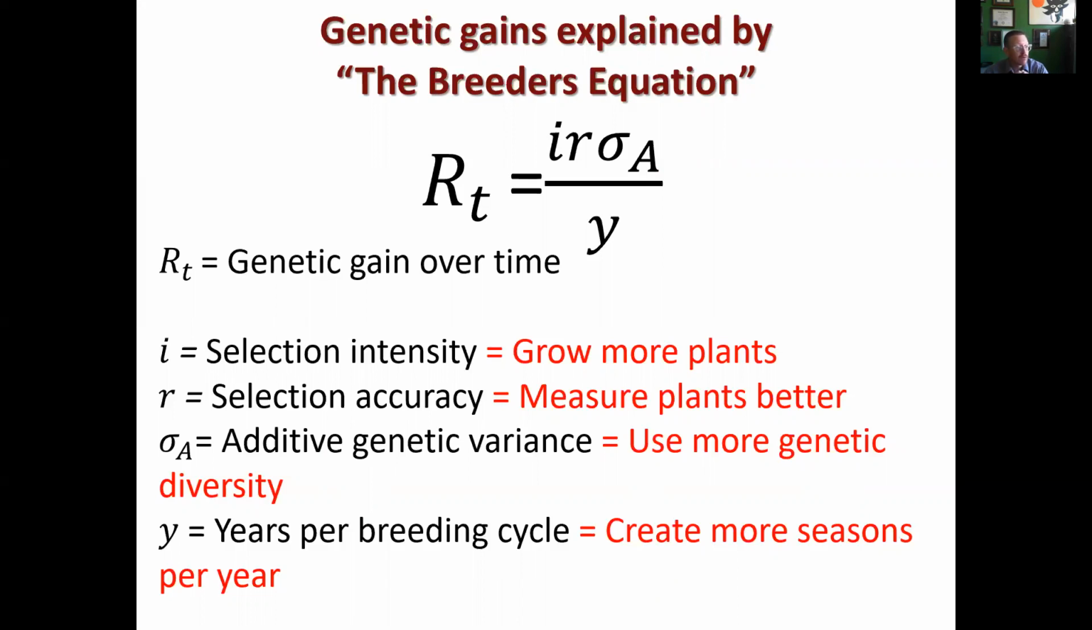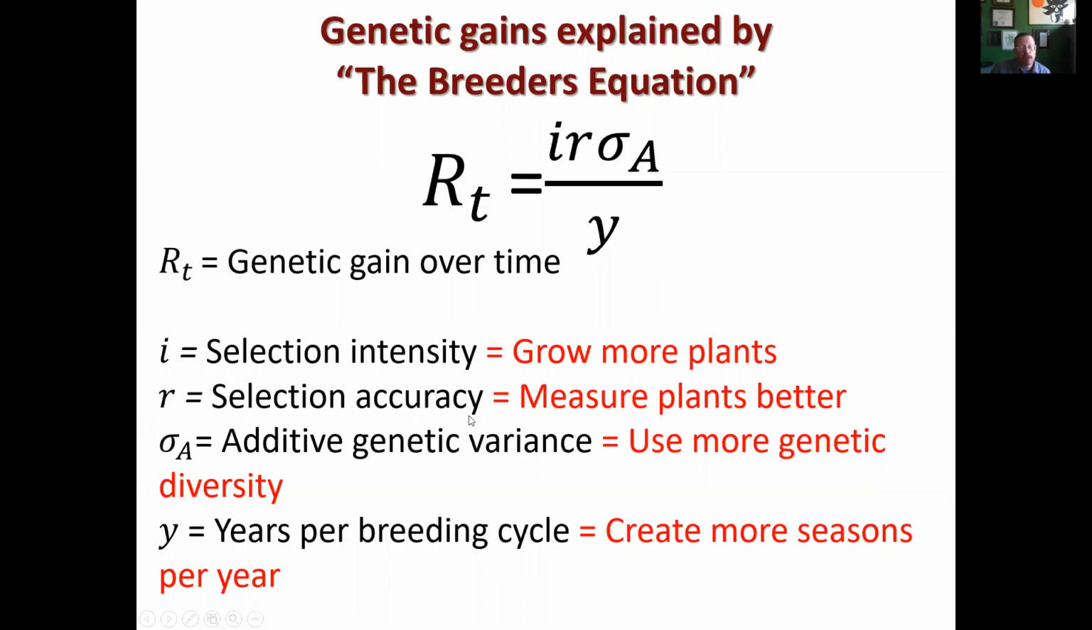So the genetic gain over time is our goal. We want to make the maximum amount of progress in the shortest amount of time. And that's going to have to do with a number of different factors here, like the selection intensity. And how do we overcome that? Well, we grow more plants, and we select the same number of plants by growing more plants, and then we have a greater selection intensity.